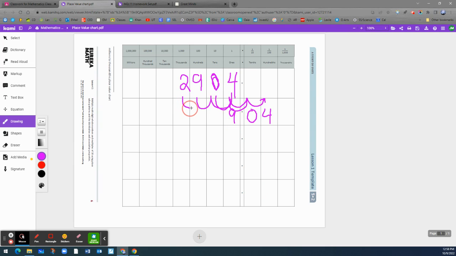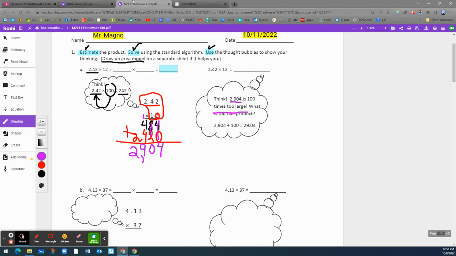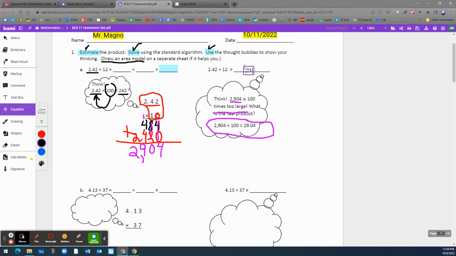And the 2 thousands is now going to be reduced to 20. So that should be the answer with the decimal point in between, 29.04. And this is exactly how they're showing you the thinking. So this number is closer to 2, so we're going to round to 2. And that 12 is closer to 10. So that'll be 2 times 10 equals 20.